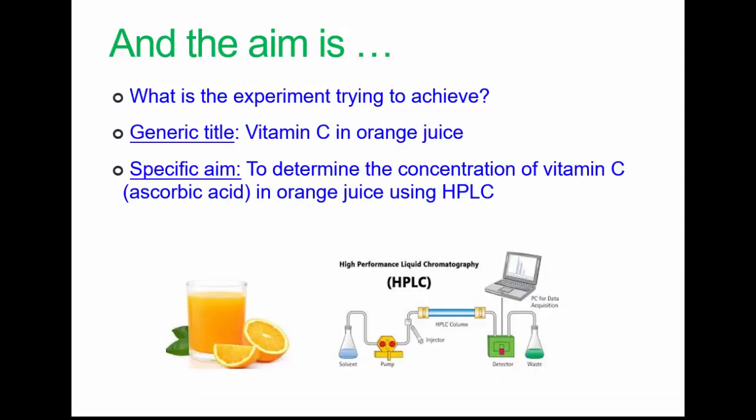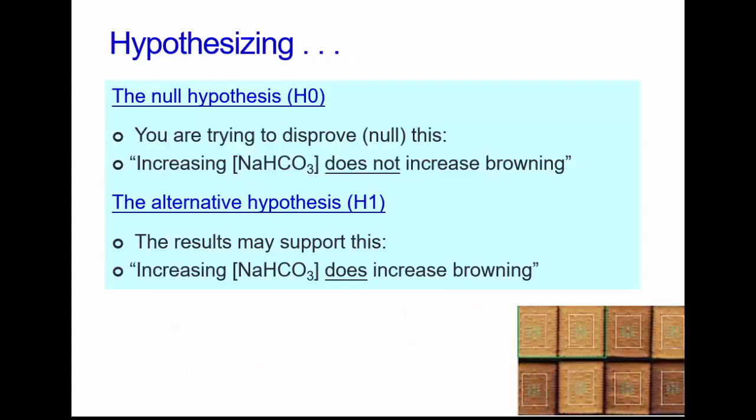If we have to do it the other way, we'll come back to that in a second. This is getting into some, perhaps this slide should have come a bit earlier. Again, think about what the aim of the experiment is. Your generic title might be vitamin C in orange juice, but that doesn't tell you very much. The specific aim here is to determine the concentration of vitamin C, ascorbic acid, in orange juice using HPLC. So all these experiments will have quite general titles. You need to think specifically about what the aim is, which then leads us to the hypothesis.